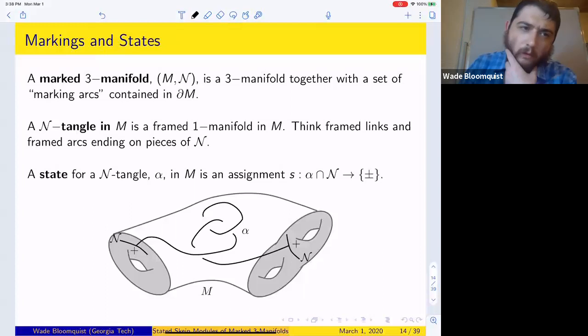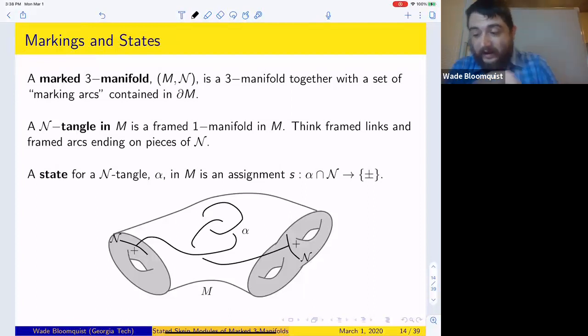So now we can head towards actually defining the stated Skein module of a marked 3 manifold. So a marked 3 manifold is just going to be a 3 manifold along with a collection of markings on the boundary. So we're taking some collection of these arcs on the boundary. We can call them closed arcs, or they can be open arcs, it's not an important distinction there. The idea is that they're just markings on the boundary.